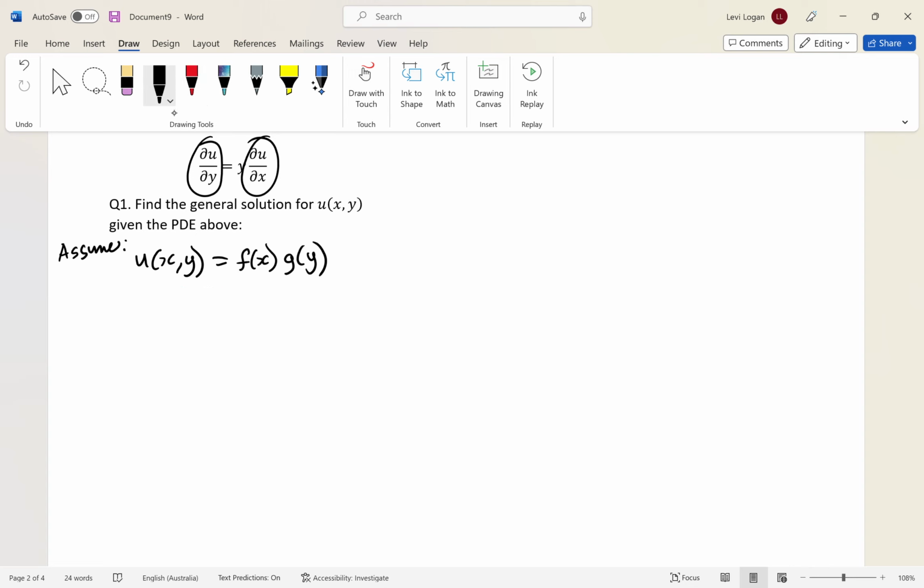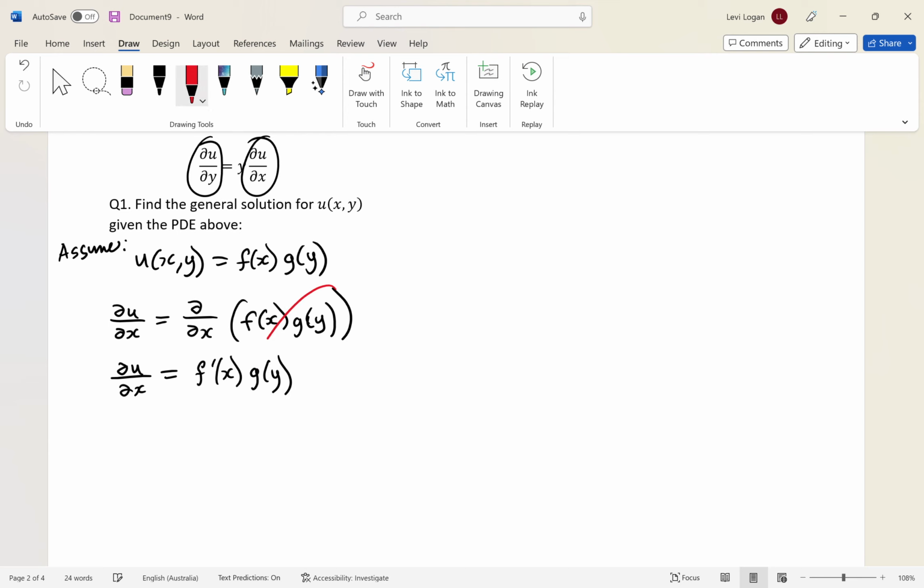We take the partial derivative of u with respect to x, which is the partial derivative of f of x times g of y. g of y is not affected, because y is treated as a constant when you're taking the partial derivative with respect to x. However, f is a function of x, so we have to differentiate it. In notation terms, the partial derivative of u with respect to x is equal to f prime of x times g of y.